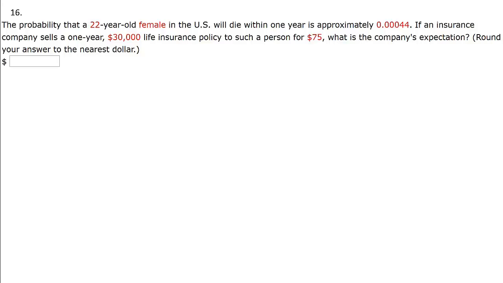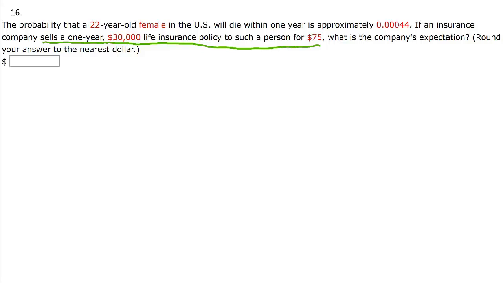Number 16. The probability that a 22-year-old female in the U.S. will die within 1 year is approximately 0.00044. If an insurance company sells a 1-year $30,000 life insurance policy to such a person for $75, what is the company's expectation? And round the answer to the nearest dollar.